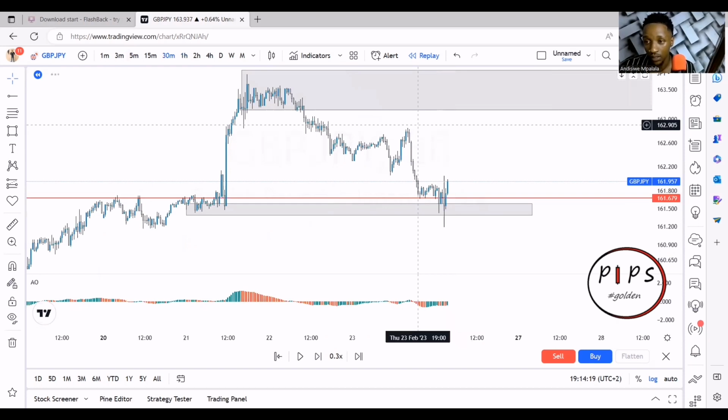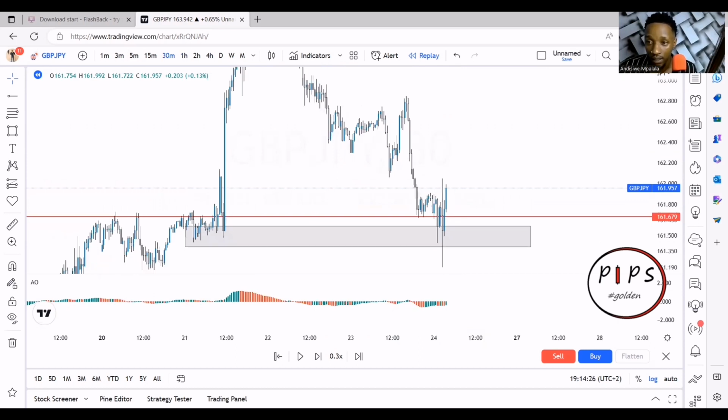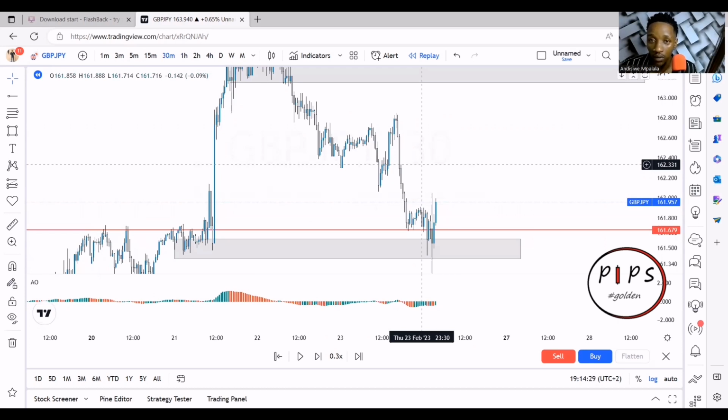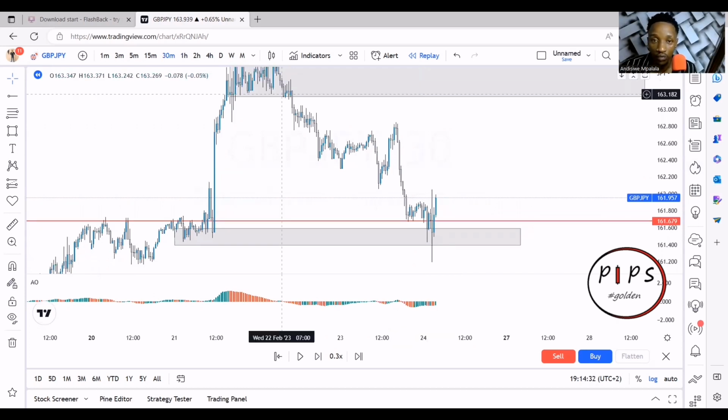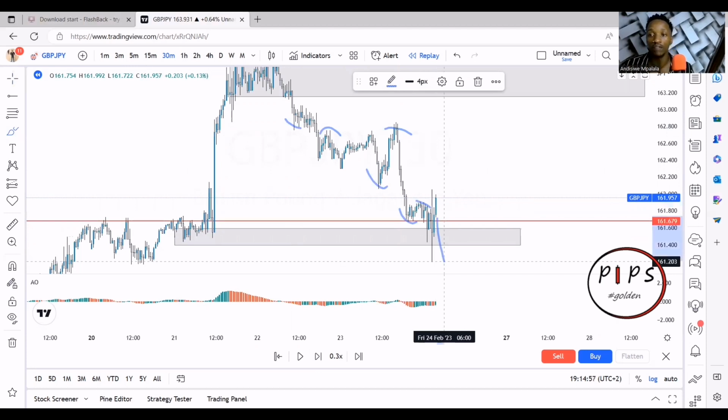Okay, on the 30-minute time frame, we can see clearly over here that price was making lower lows and lower highs going into this zone right here. This is a lower low, this is a lower high. Price now should have made another lower low, lower high, and then continue down if it wanted to continue with this trend.